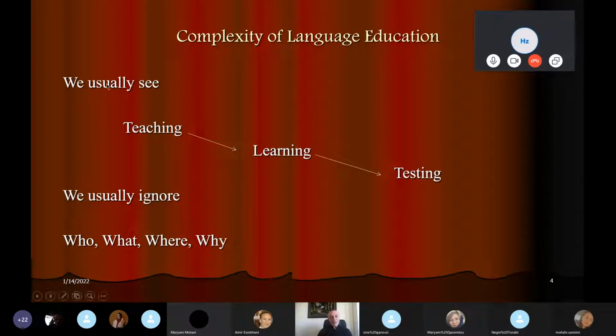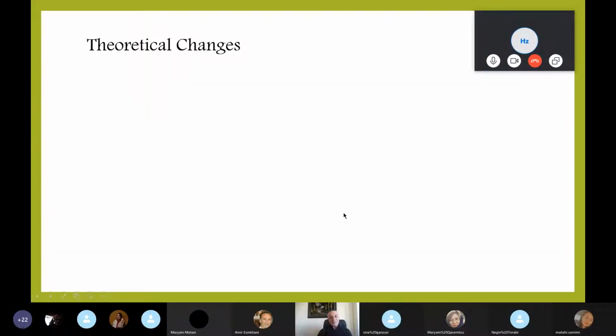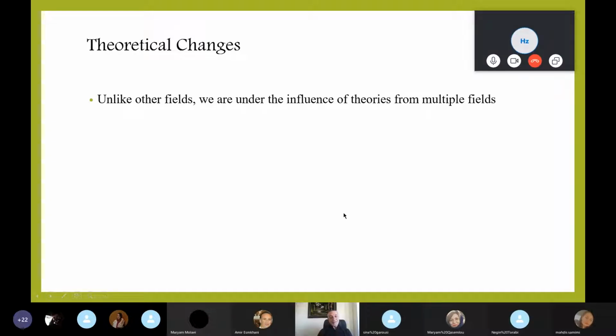Now, I call this part teaching, learning, testing, very straightforward, and I call it the light side of our business. But this part, I call it the dark side of the business. And the problems start exactly from here. And I'll show you some of them. I'm sure in your courses you have been familiarized with the idea of constant changes in our field.